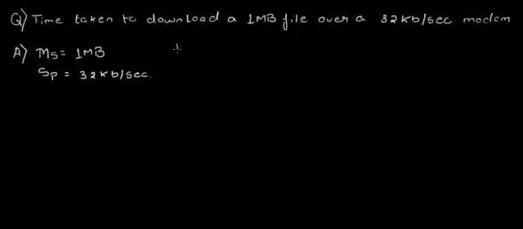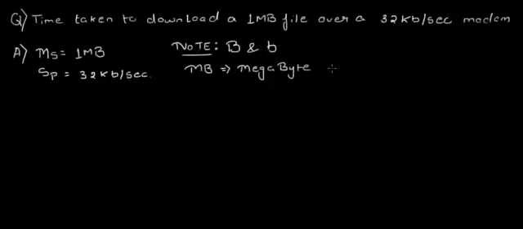Now an important thing to remember here, I'll put it down under note, is the notation, and to know the difference between B and small b. So if a unit says M capital B, it means megabyte, and if the unit says M small b, it means megabits. The same goes with 10 to the power 3 and unitary values.